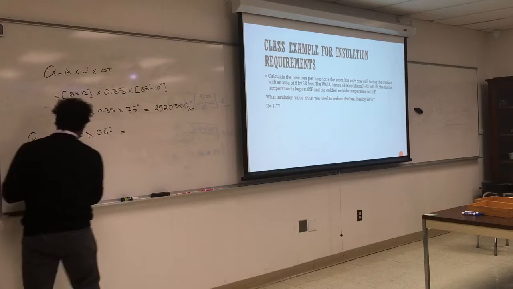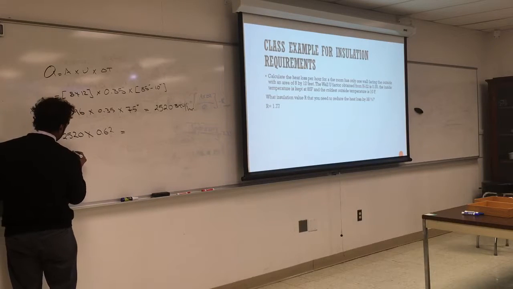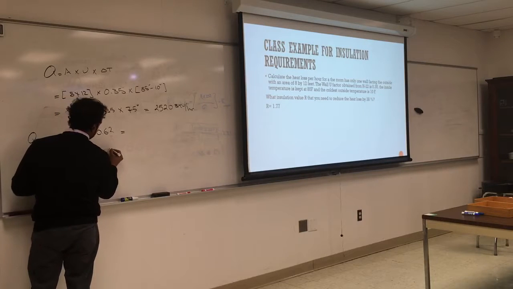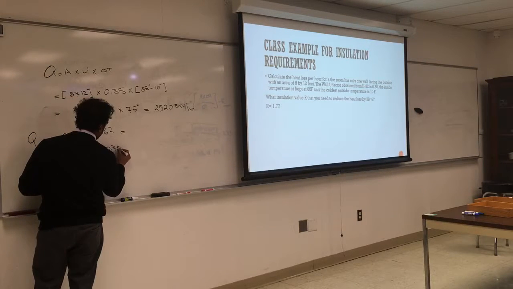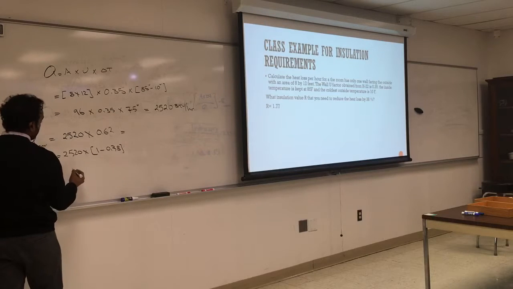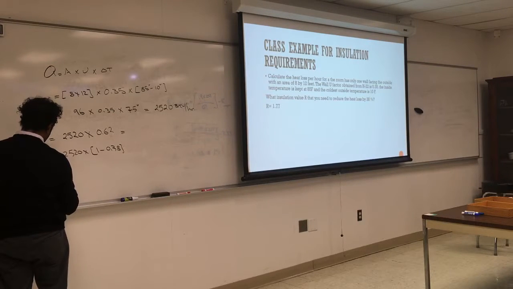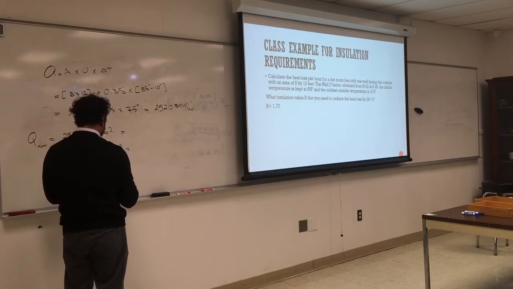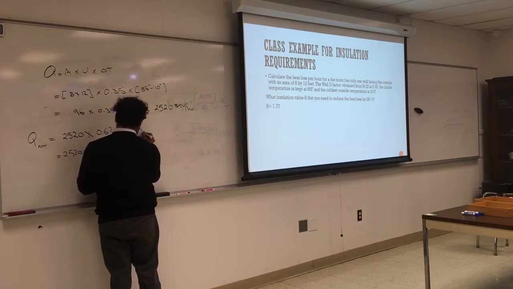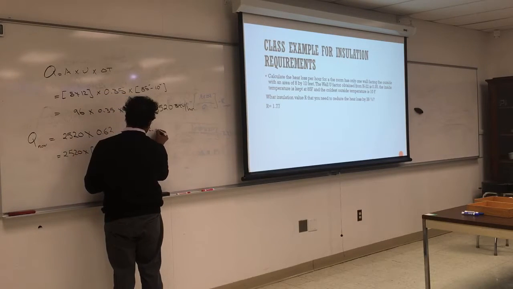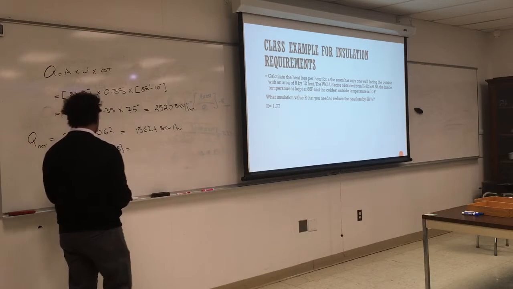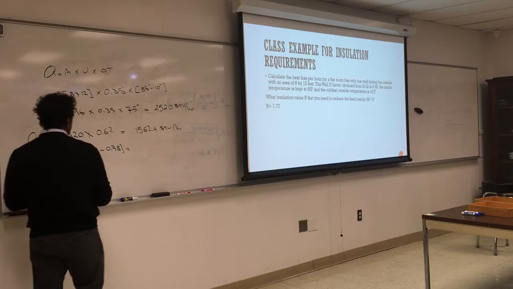So, if I do it this way, 2,520 times 1 minus 0.38. Same thing. Or you can do it, let's do it. So 2,520 times 0.62, 1,562.4. Okay, I got that. It's the same thing.